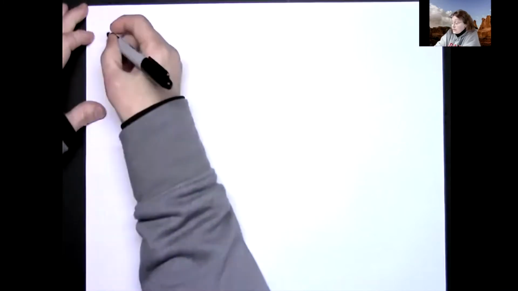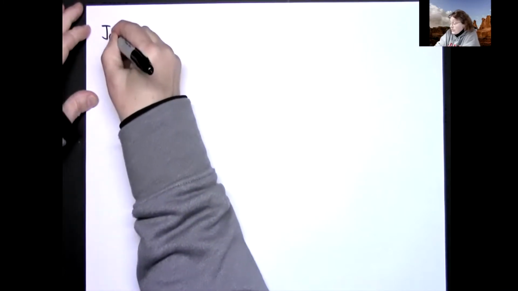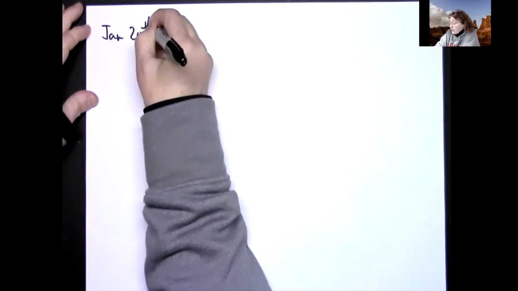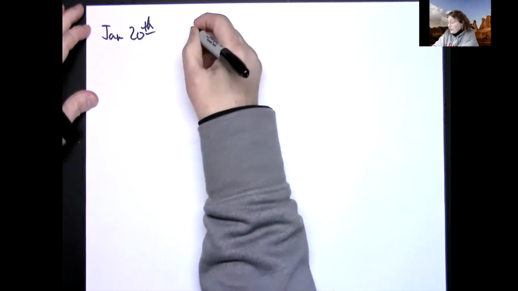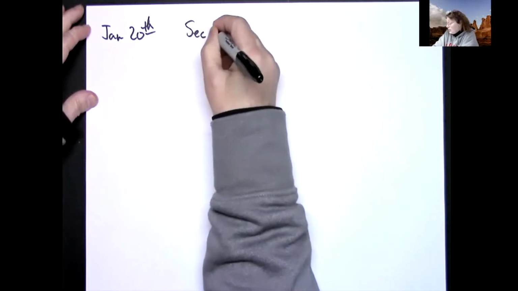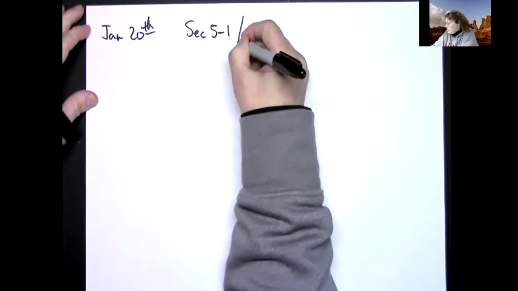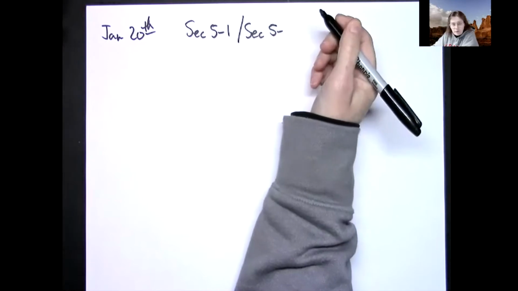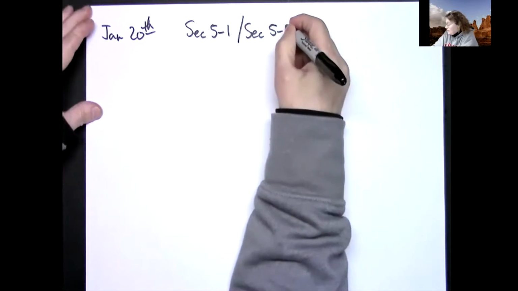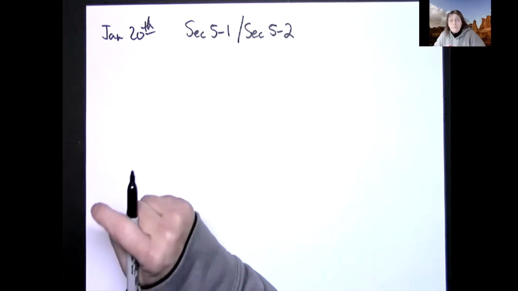Right, so generally the way I start things is I usually put the date on there. Today is January 20th. And then whatever section we are covering, I usually write the section numbers. So we're starting with 5-2, sorry, I said 5-2 and I wrote 5-1. Section 5-1 and section 5-2, okay?